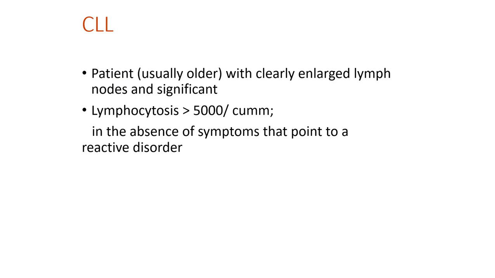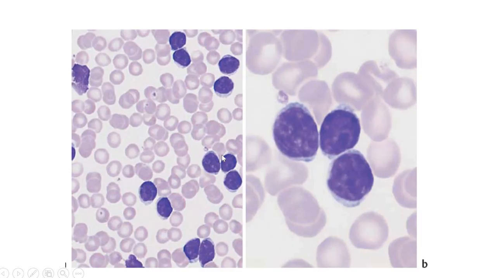They will have lymphocytosis, and if you do an absolute lymphocyte count, it is more than 5,000 cells per cubic millimeter of blood. What you see are mature small lymphocytes, and you will also see what are referred to as smudge cells, because these lymphocytes are extremely fragile.